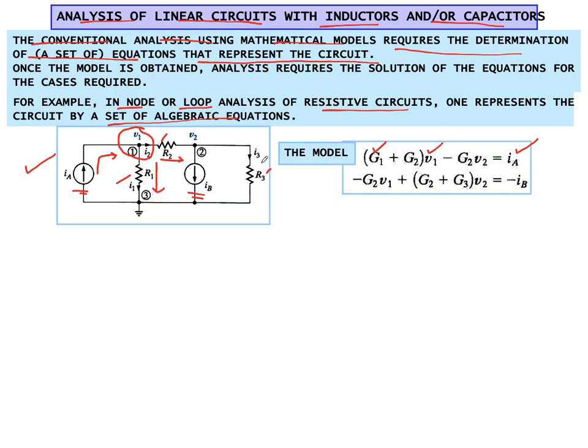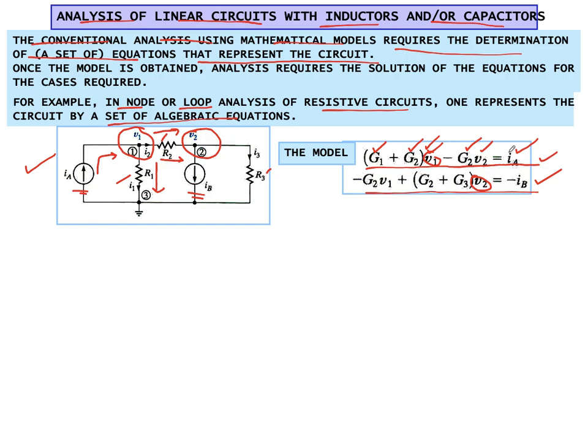G1 V1 is the current going in the downward direction, and the current going in this direction will be V1 minus V2 over R2, and 1 over R2 can be replaced by G2. So it would be V1 G2 minus V2 G2. We can see that G2 V1 can be written here, and minus G2 V2 can be written here. This equation we have got by applying KCL at node 1. Likewise at node 2, if we apply KCL, we will get this other equation. By solving these two equations, we can see we have two unknowns, V1 and V2, and the rest of the values are known.